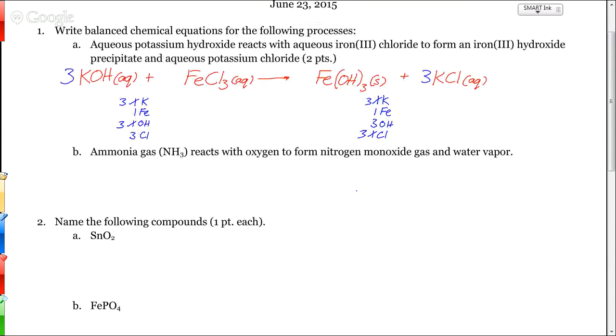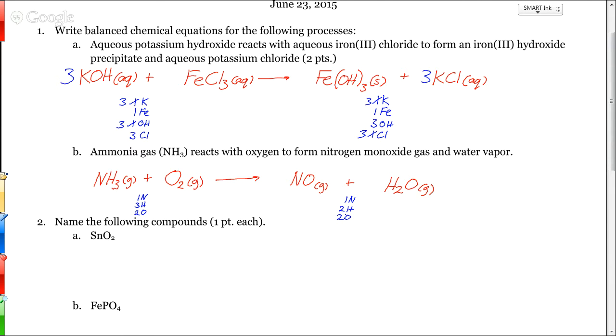Ammonia gas, NH3, reacts with oxygen, also a gas, to form nitrogen monoxide, NO, and water vapor, H2O. Gas. Okay. Is that balanced? Not quite. Let's look at the atoms again. We've got 1 nitrogen, 3 hydrogens, 2 oxygens on this side, 1 nitrogen, 2 hydrogens, and 2 oxygens on this side.